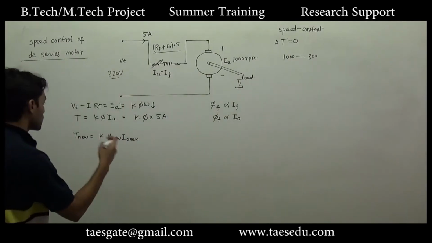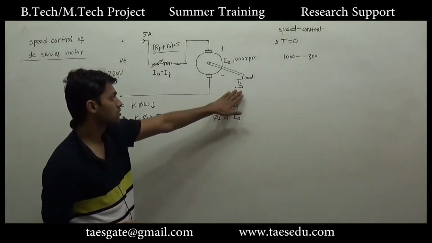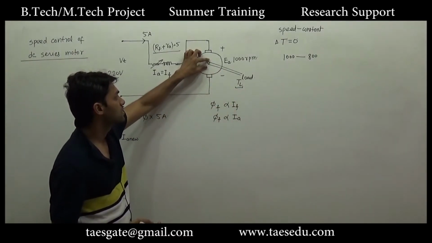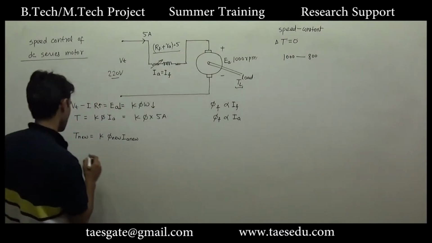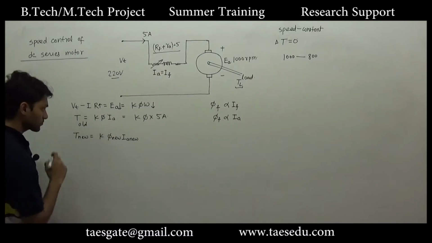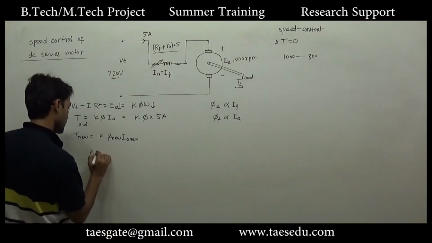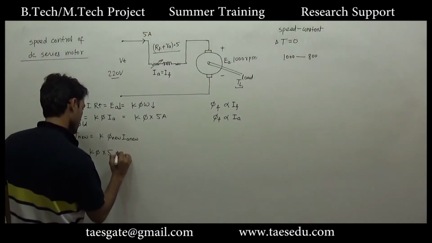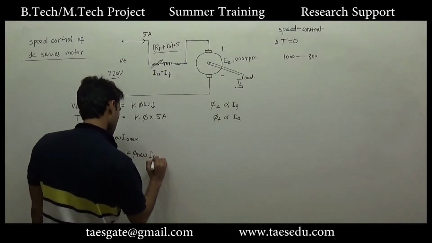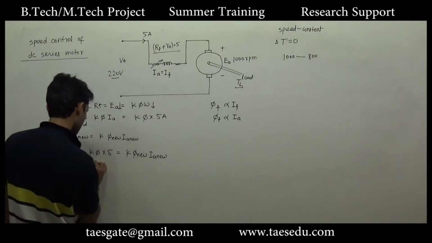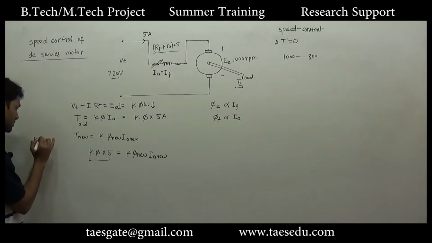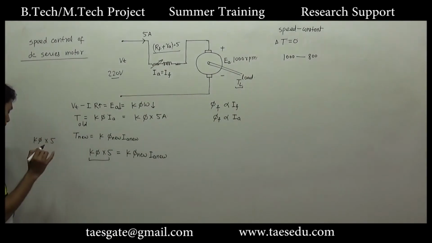Now if we equate the two torques, because the load torque is constant, so in both the conditions, in a steady state, the machine torque will be the same. So if we equate the two torques, k phi into 5 ampere will be equal to k phi new into IA new. Now if you see this quantity, what is k phi into 5?